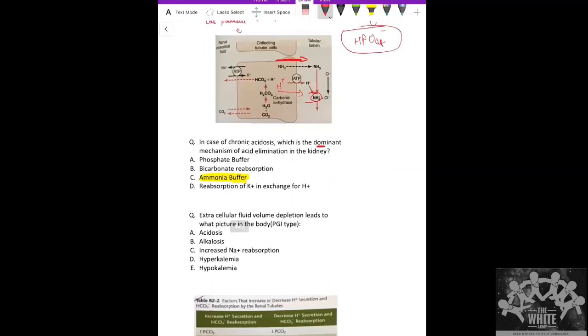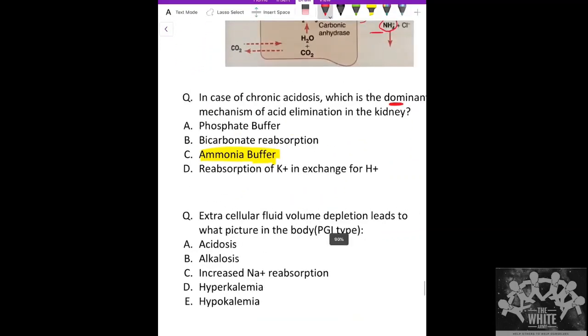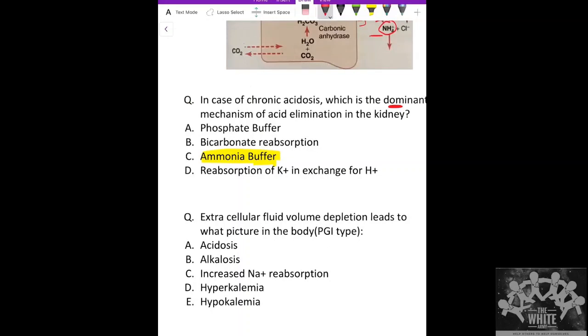Next is extracellular fluid depletion. In case of extracellular fluid volume depletion, which among the following happens? It is again the same question. If there is extracellular fluid volume depletion, what happens?